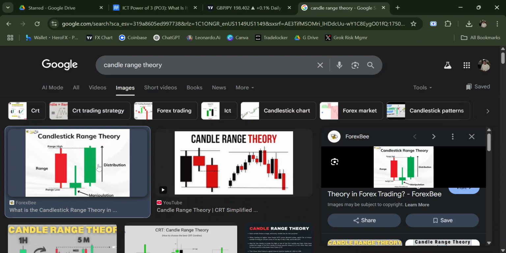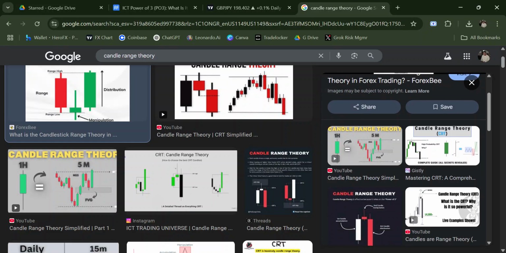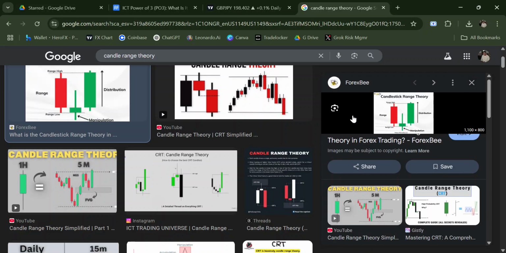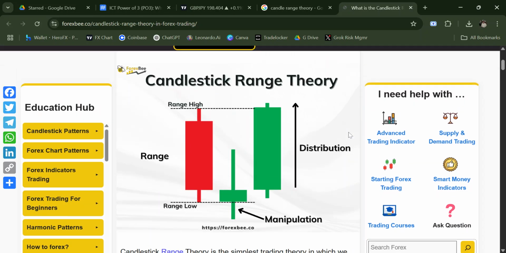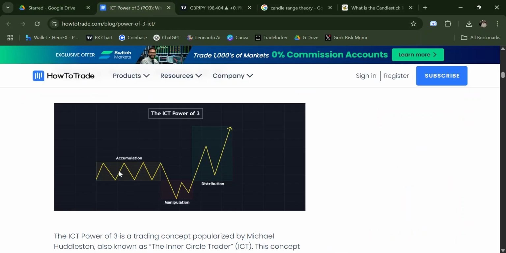And I wish I could make it a little bigger, but if I go here, I think it'll let me do that. Yeah, here we go. Oh, is this a video? Okay, no. All right, here we go. Okay, see that? So you got the range, that's the accumulation, manipulation, distribution. Power 3, accumulation, manipulation, distribution.